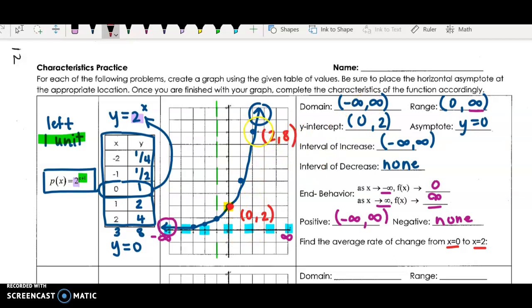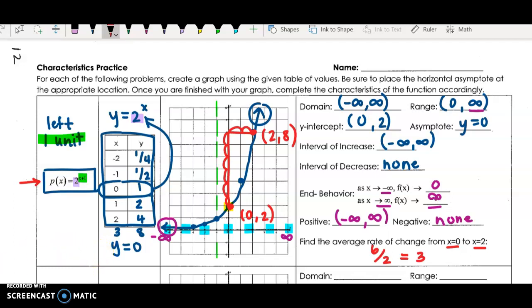If you didn't plot (2, 8), like we had to extend our table to get this point onto our graph, you could substitute 2 back into your equation to find the y-coordinate that goes with it. Since we have this on our graph, I'm just going to count the slope, rise over run. So that's 1, 2, 3, 4, 5, 6 over 2, which is 3. So the rate of change for this function over the interval from 0 to 2 is 3.